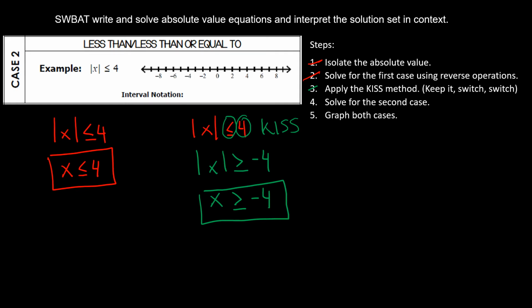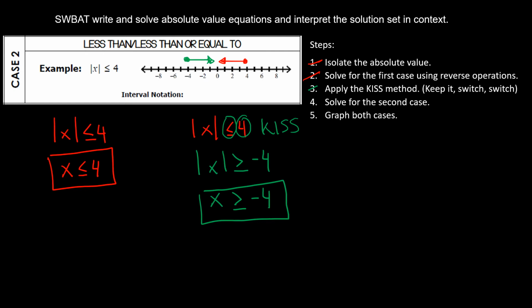So when we graph these, we see x is less than or equal to 4, so I come to 4, close my point, and we're going this way. Talking about all the values that are less than. And for x is greater than or equal to -4, go to -4, close it, and we're going this way. Okay?